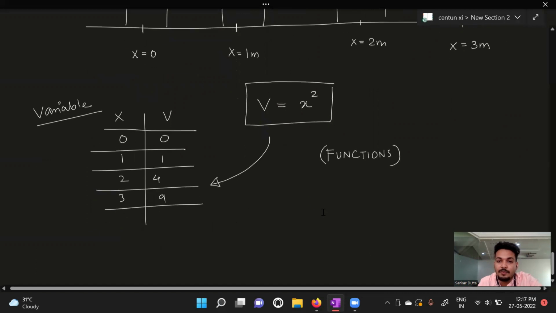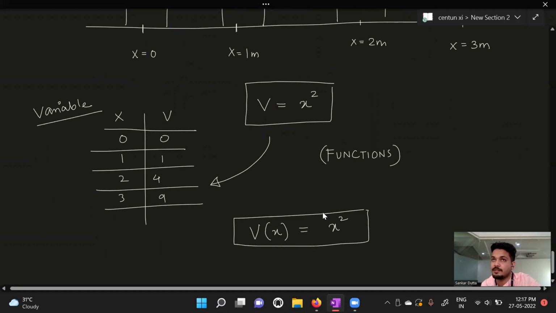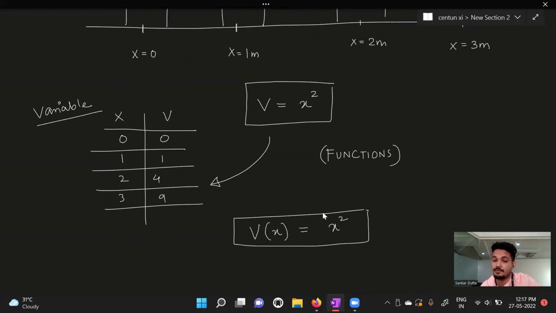Here, velocity is a function of x and I am representing this as x squared. So anywhere that you see that in physics, as soon as you start doing kinematics, the first chapter in physics, you'll realize that no longer are we dealing with only uniform quantities. Obviously we'll be dealing with uniform quantities also, but we'll also be dealing with variable quantities.